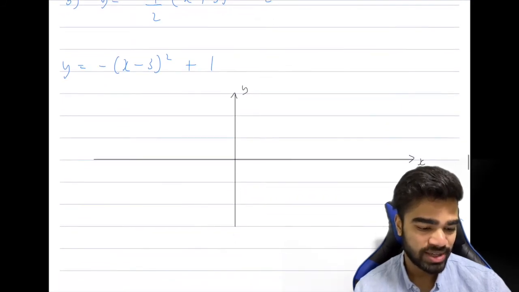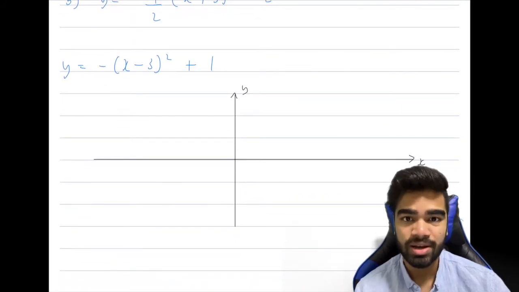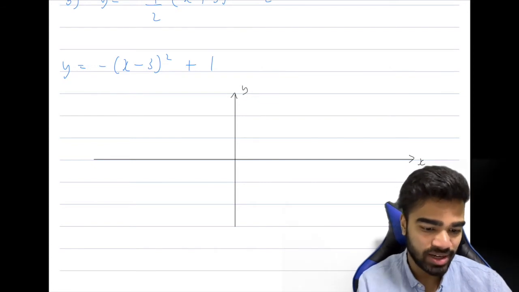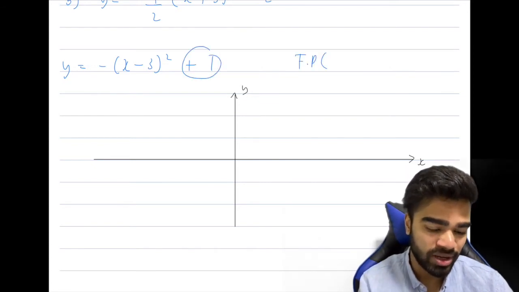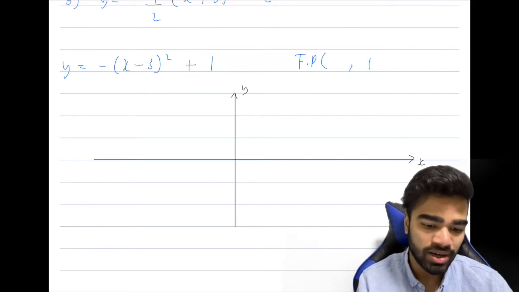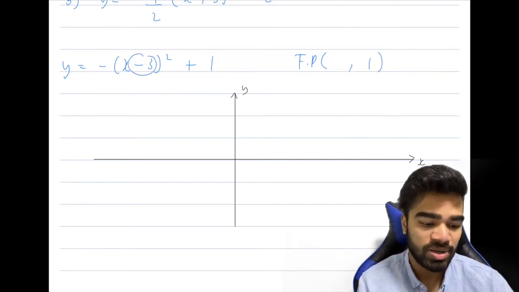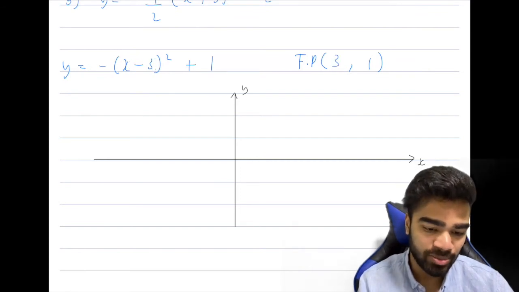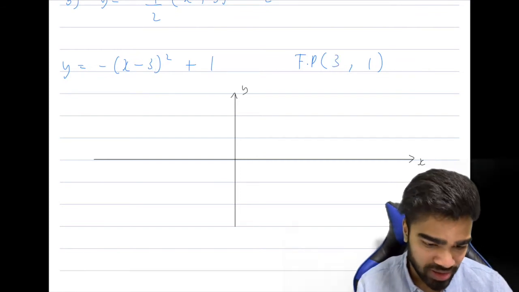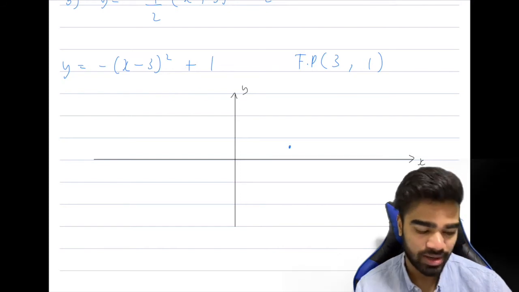So the first question was y equals (x minus 3) squared plus 1. So step number 1, find the turning point. To find the turning point, you need to find which way it moved. Well, it's been moved up 1 unit, so the y coordinate is 1. And it's been moved to the right 3 units, right? It's the negative 3 inside the brackets, that means it's been moved to the right 3 units. So the coordinates of the turning point will be (3, 1), like so.